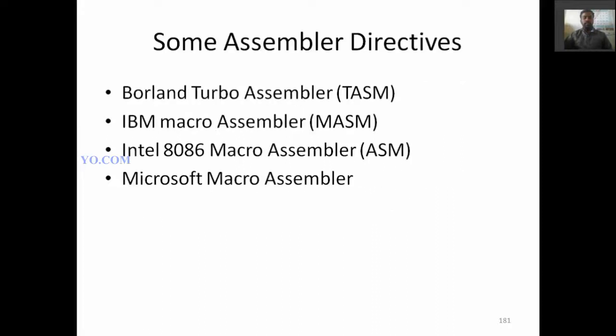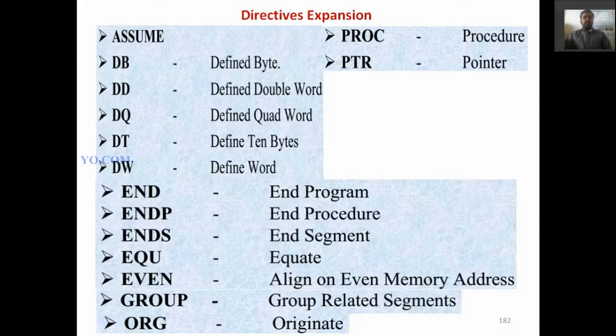Some assemblers are the Borland Turbo Assembler (TASM), the IBM Macro Assembler (MASM), the Intel 8086 Macro Assembler (ASM), and the Microsoft Macro Assembler. These are the different assemblers used with the 8086 microprocessor. In our lab we are using the MASM tool. Then, here are some directives.